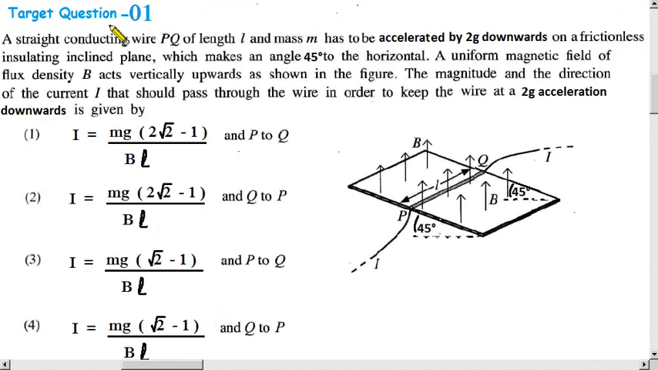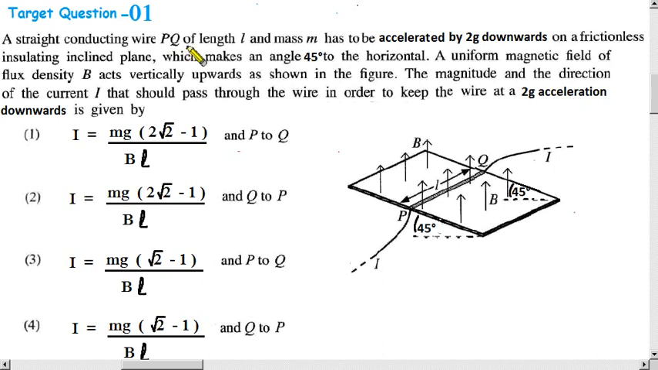Children, I have designed a target question for you. The question number is 1, target question 1. What you have to do is read the question carefully and try to solve it on your own without watching my video. After pausing the video, you have to calculate and find the direction of I.